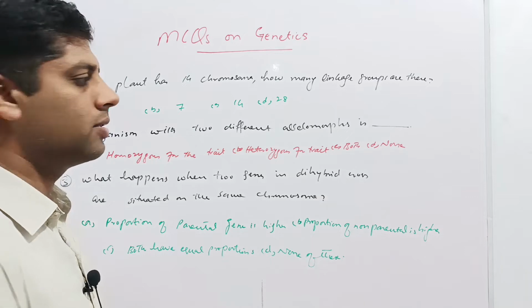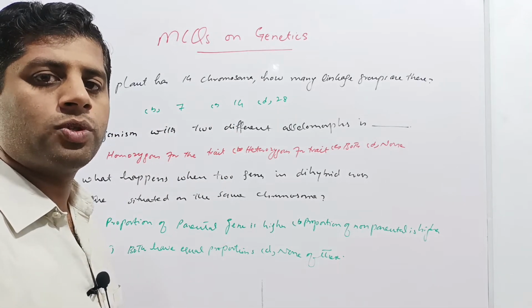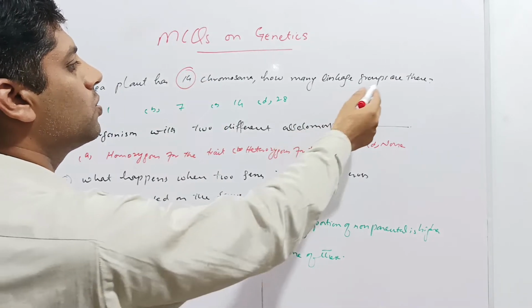The first question is, pea plant has 14 chromosomes. Here the number of chromosomes of pea plants is given, that pea plant has 14 chromosomes. How many linkage groups are there?